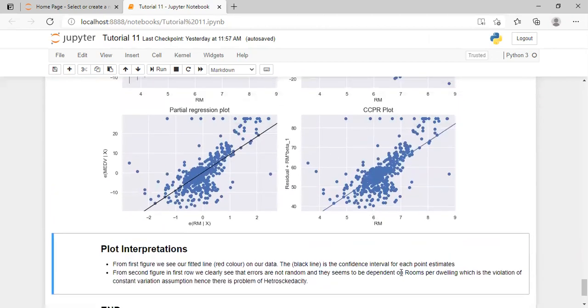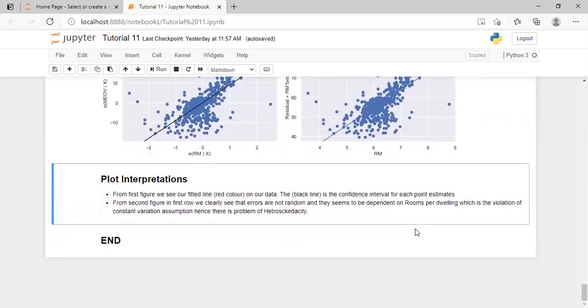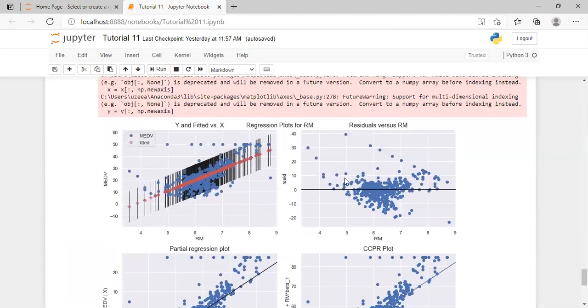Our errors should be normal. Our errors shouldn't be related to the independent variable. So the constant variance assumption is violated over here, which says that it should be homoscedastic rather than heteroscedastic. Heteroscedastic means that there is a relationship between the independent variable and the residual. This should not be the case in our regression.